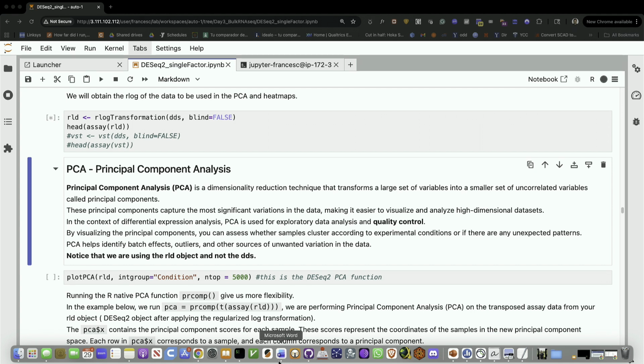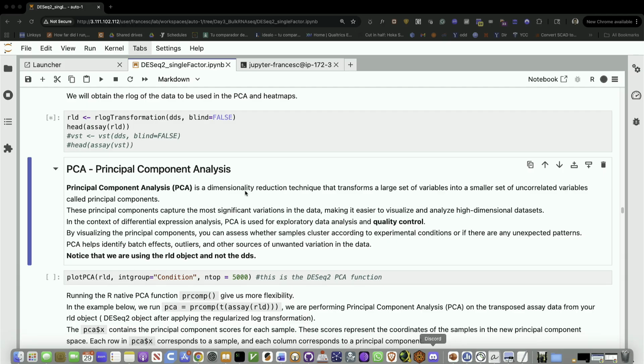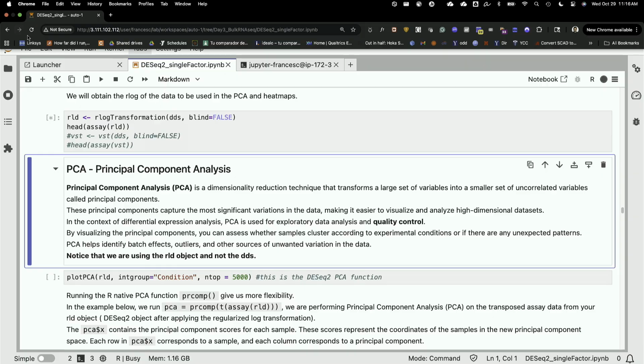Actually, we have to ask them a question. So you all are doing this transformation, like VST and R-log transformation. Why do you need to do transformation? Why do you need to transform data?